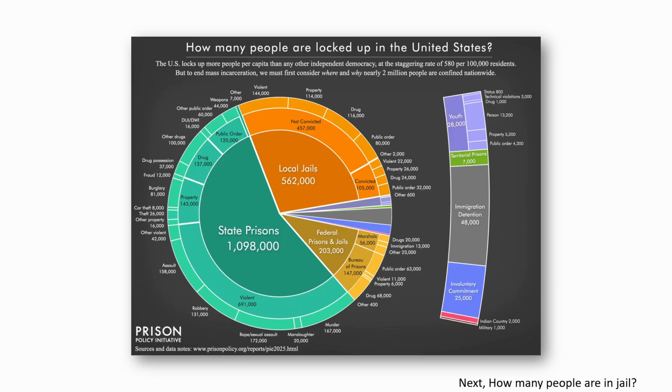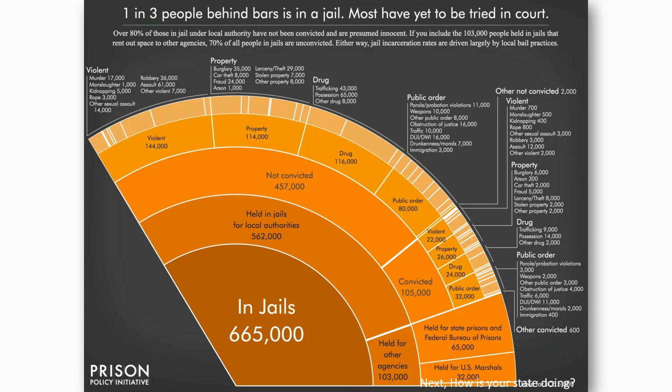Also, when you get this, you might be able to read the text that goes around it. Here's 1 in 3 people behind bars is in a jail. Most have yet to be tried in court. Some people detain them even after they've been to court and sentenced because they're waiting for an open bed in a prison, if that's where they're going. You can read the statistics and different types of crimes.